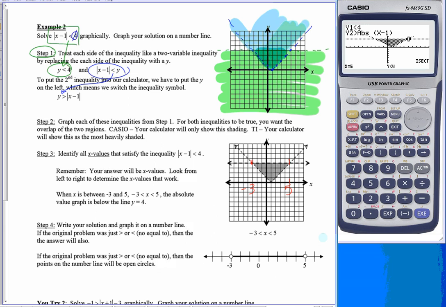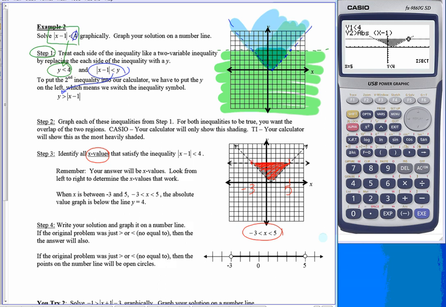So now I just need to interpret my answer. Again, I'm looking for the x values. So I want the x values between the negative 3 and the 5. If I were to write this as an inequality, I would say that -3 is less than x, which is less than 5. And I do that just like I do increasing or decreasing, where I sandwich it in between the two numbers, because I start shading at -3 and I stop shading at 5, going from left to right.